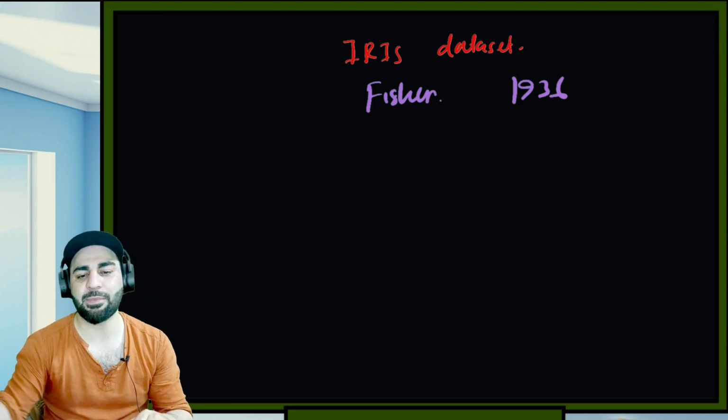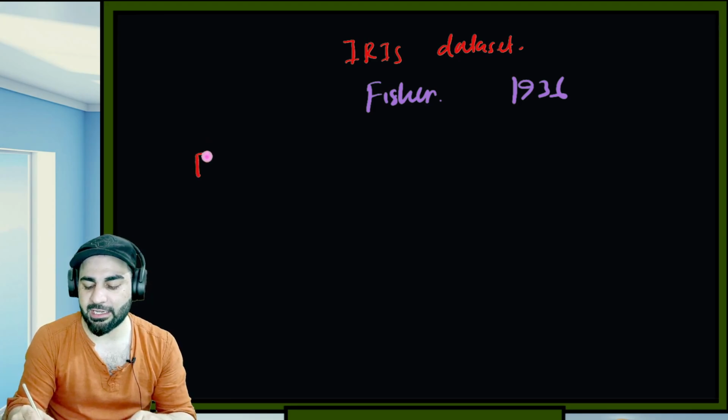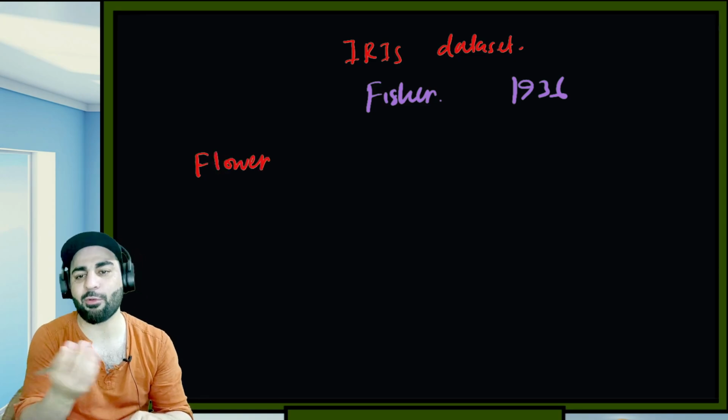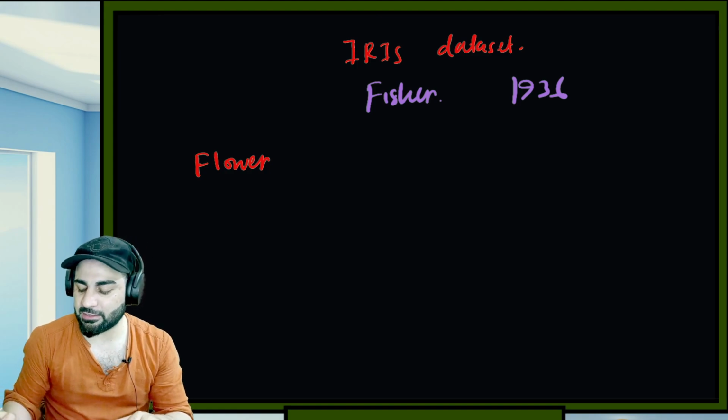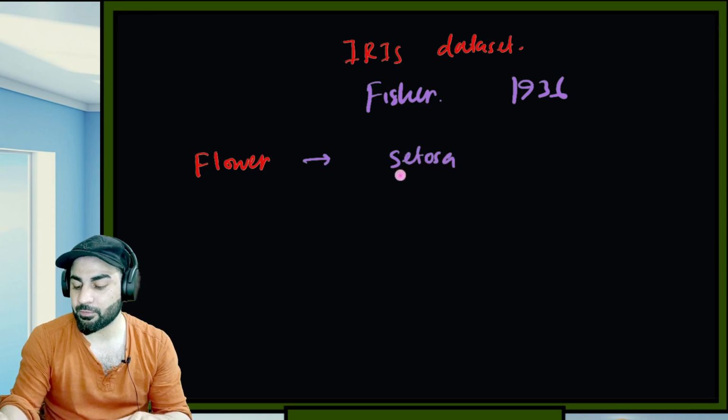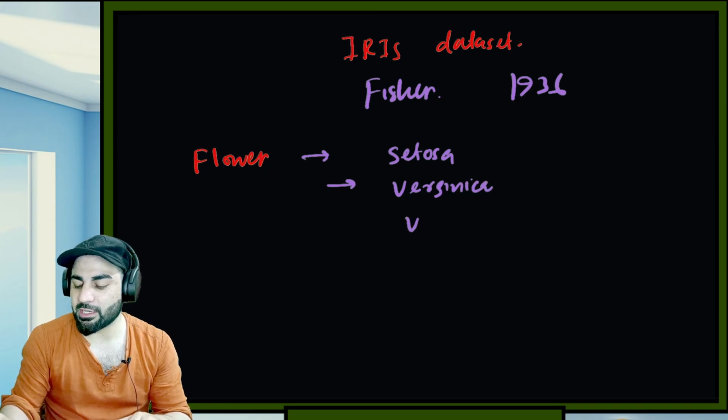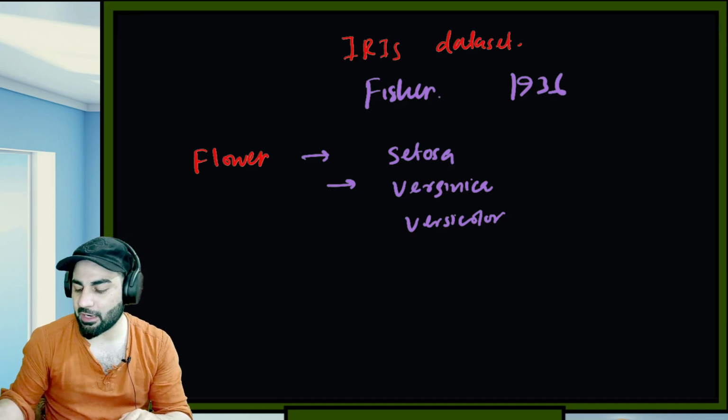It basically has flower data, because the guy was a biologist, in particular a botanist. There are three types of flowers: Setosa, Virginica, and Versicolor. These are the flower types that there are.